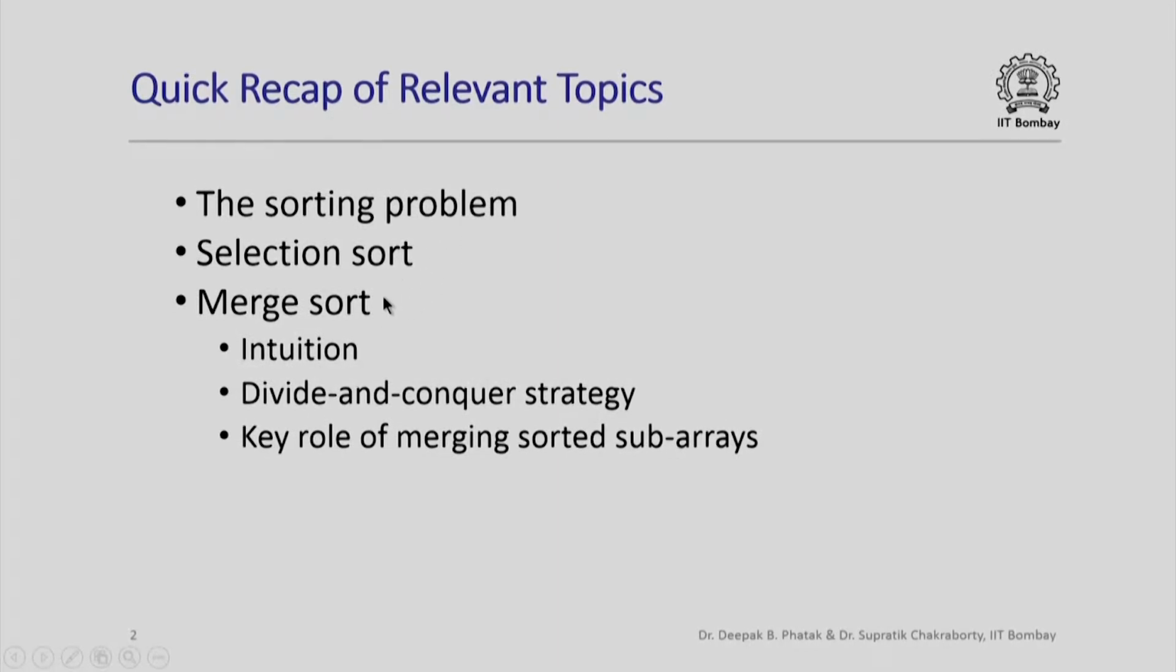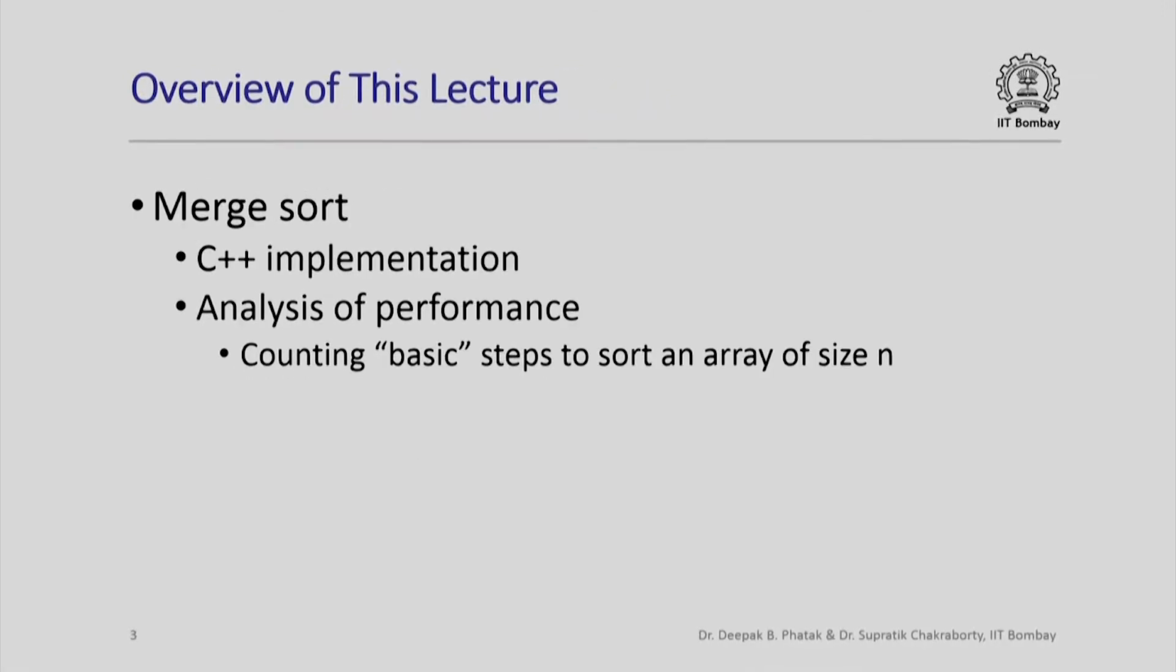And for merge sort, in the last lecture, we looked at the intuition behind merge sort. We saw that it was basically a divide and conquer strategy, and the key step in merge sort is that of merging two sorted subarrays into one larger sorted array. In this lecture, we are going to look at a C++ implementation of merge sort, and we are also going to analyze its performance. Specifically, we will count the number of basic steps that are needed to sort an array of size n by merge sort.